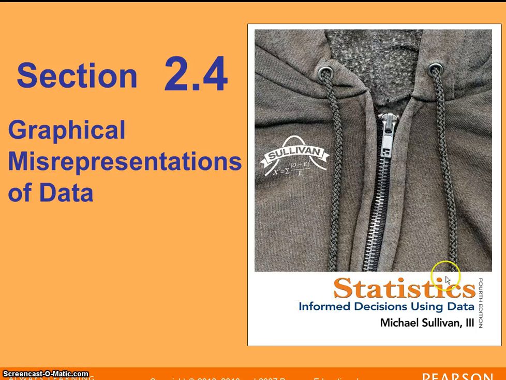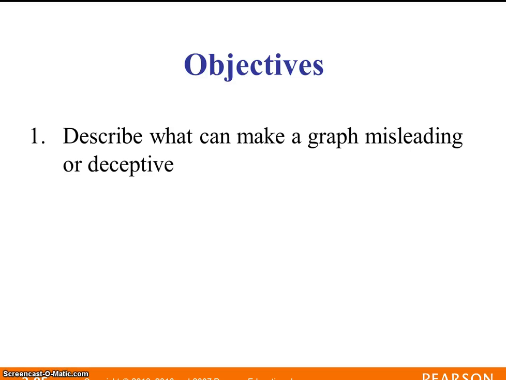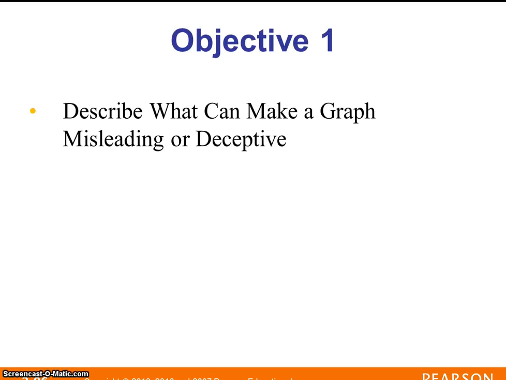Hi everybody. This section is about graphical misrepresentation of data, and so we're really only going to have one objective in this section. This is to describe what can make a graph misleading or deceptive. So what can make a graph misleading or deceptive?